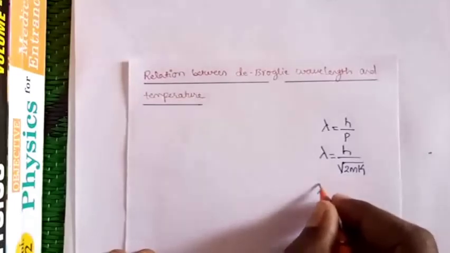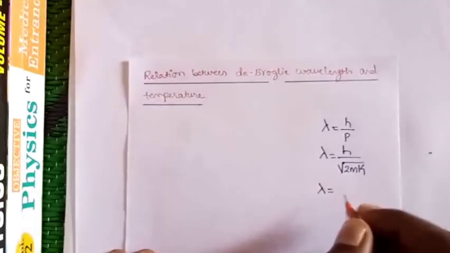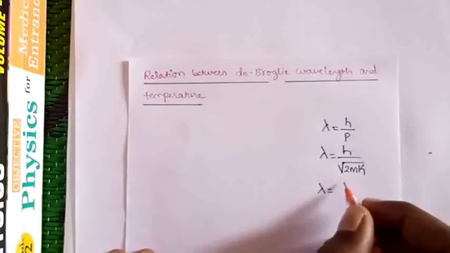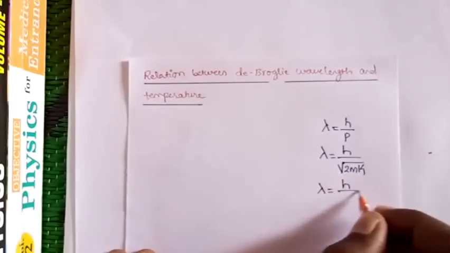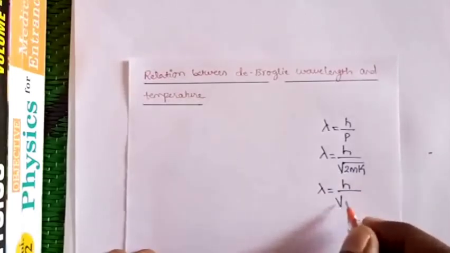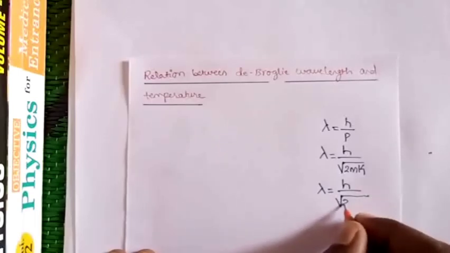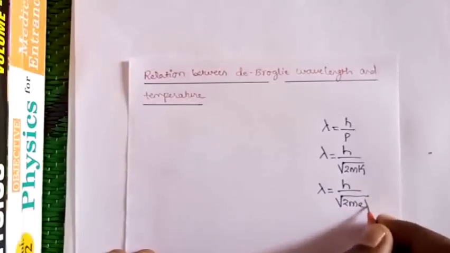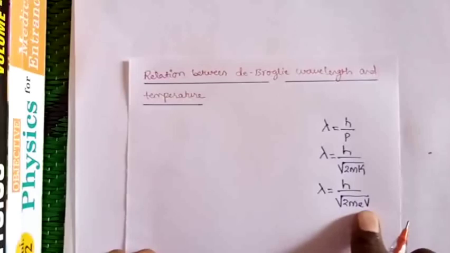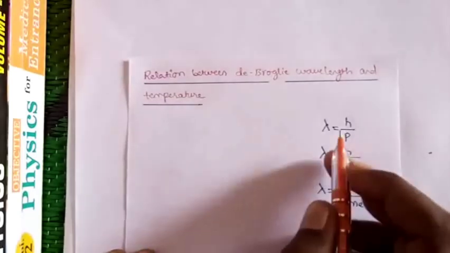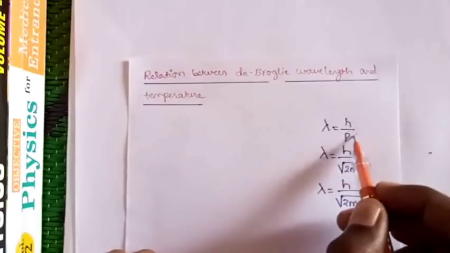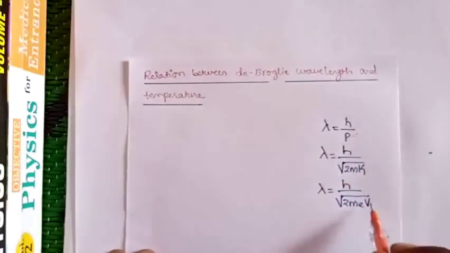And the de Broglie wavelength in terms of potential difference, that is h divided by square root of 2 into m into e into V. Then what is e here? e is nothing but charge on the electron. Okay, so these are the de Broglie wavelengths in terms of momentum, kinetic energy and potential difference.